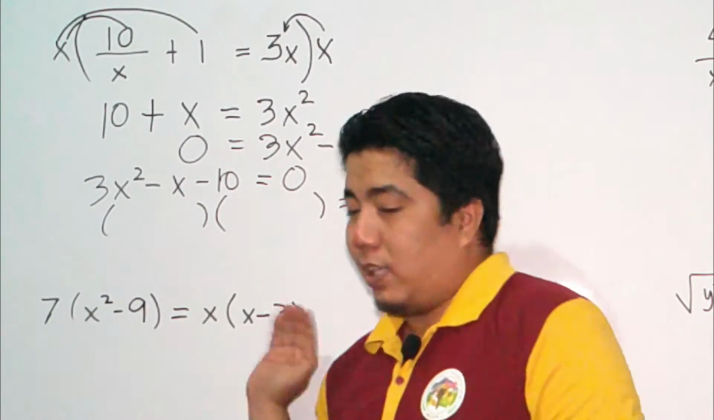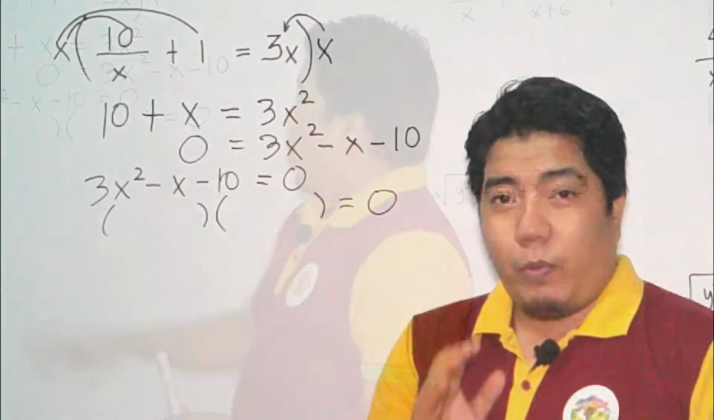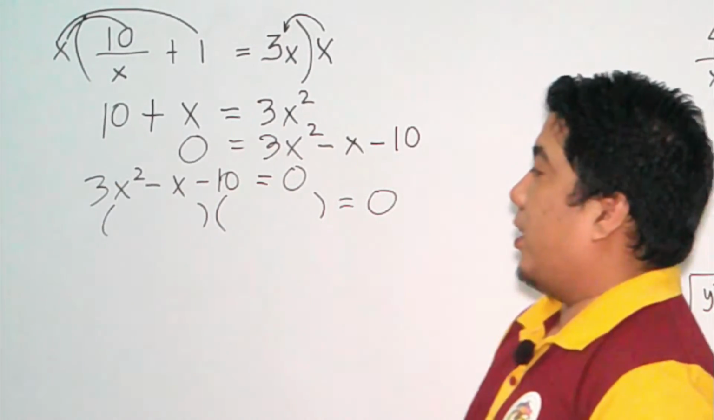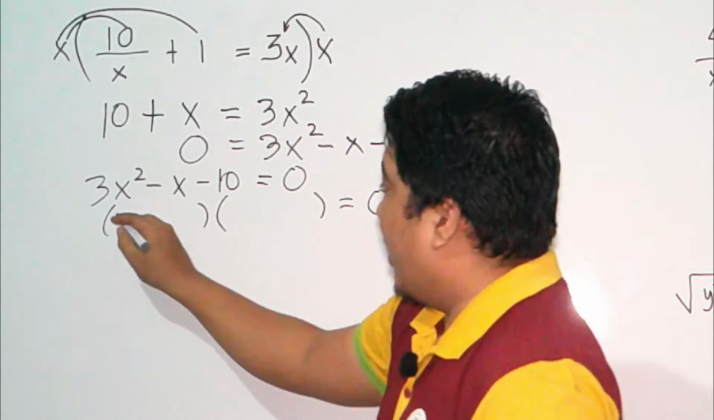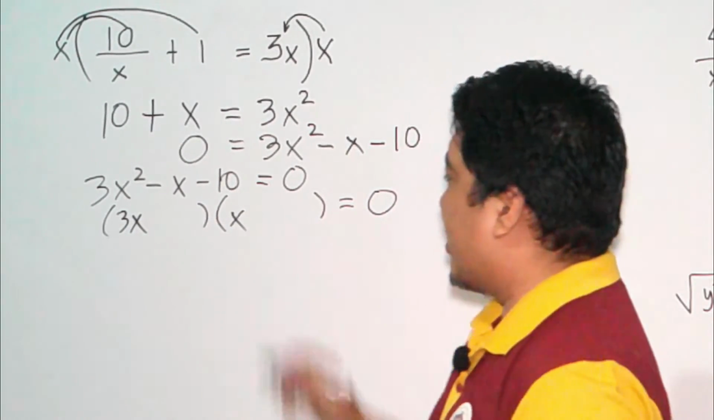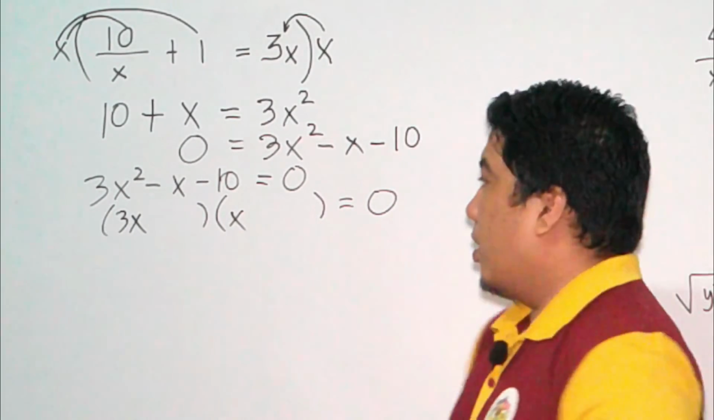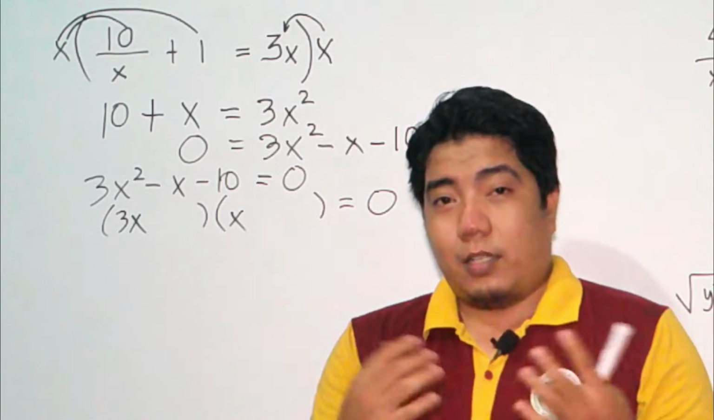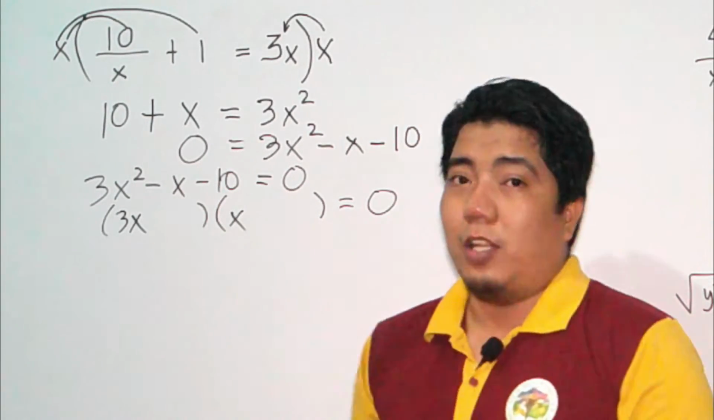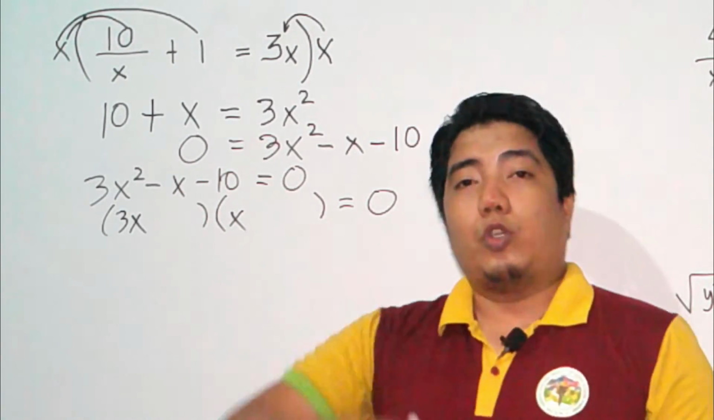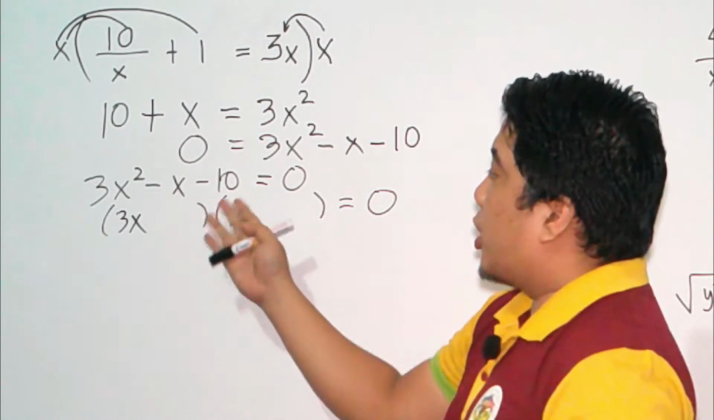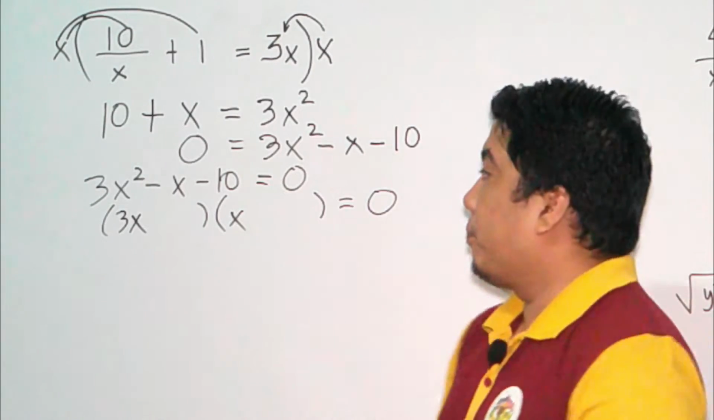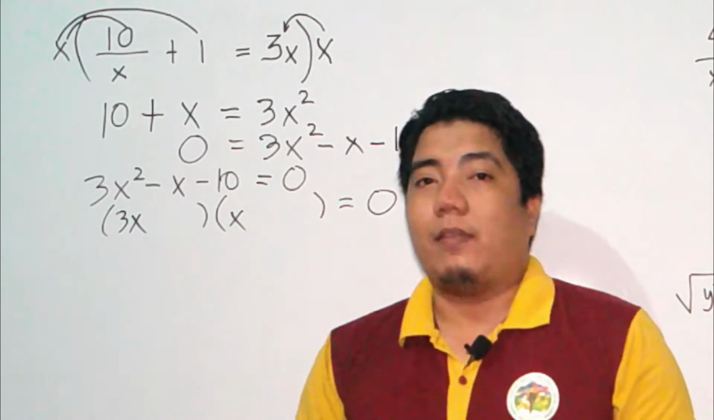Now let us just delete this one. And then, we will factor first the first term, the quadratic term, that is 3x squared. What are the factors of 3x squared? That is 3x and x. Okay. Next, we will factor the constant term, that is negative 10. So that means we need to use unlike signs, that is positive and negative. And such that when we add them, it will become negative 1.